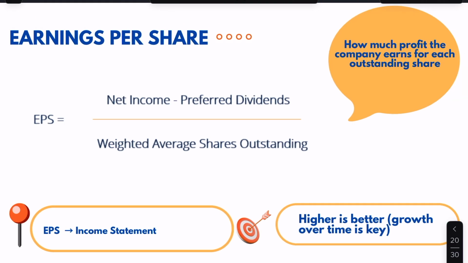Earnings per share shows how much profit is earned for each outstanding share of stock. The formula is net income minus preferred dividends divided by the weighted average of shares outstanding. Net income you can take from the income statement, and shares outstanding you can take from the 10K filings or from sites like Yahoo Finance. As a benchmark, the higher the EPS, the better, and look for consistent EPS growth. EPS is a key metric that drives the stock price over time.